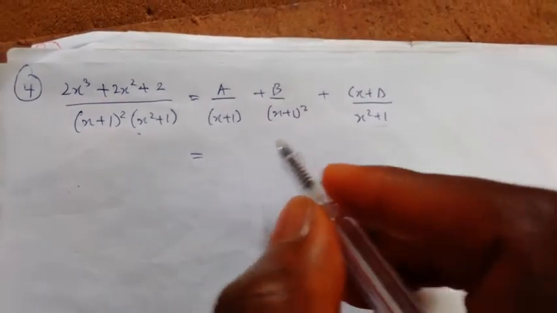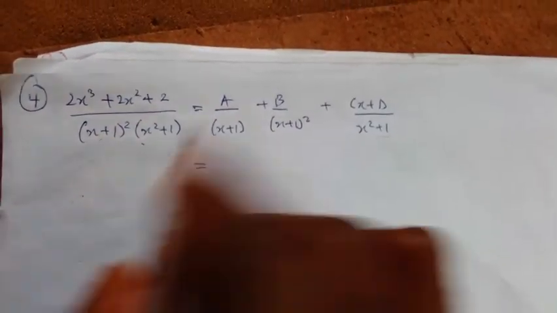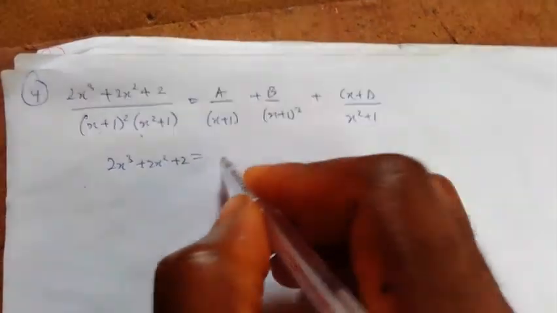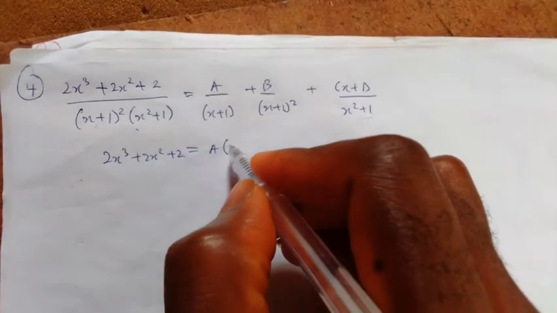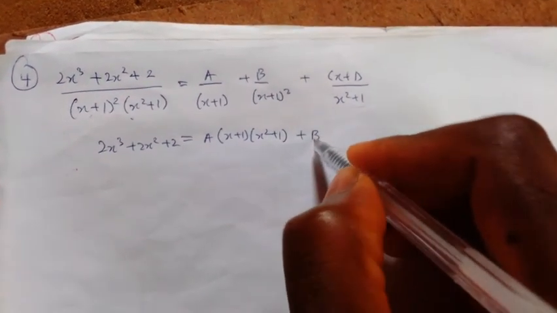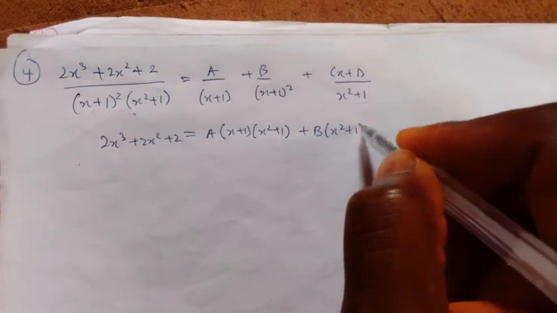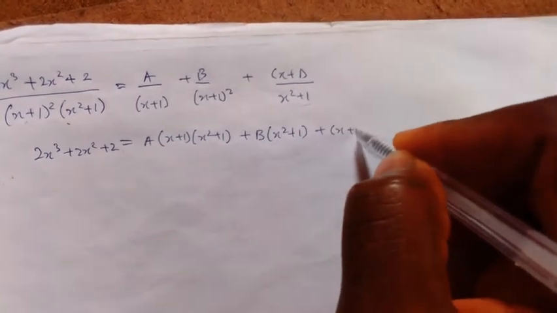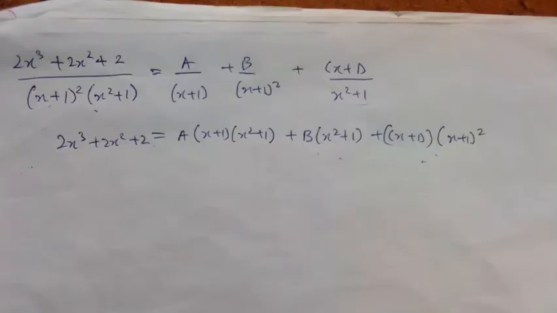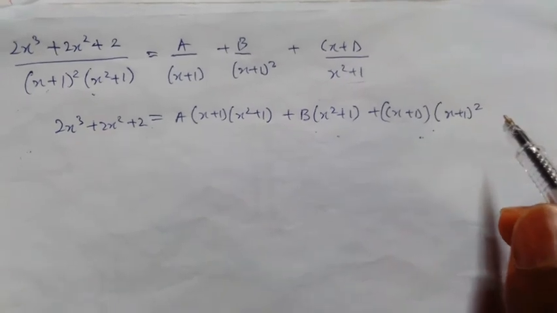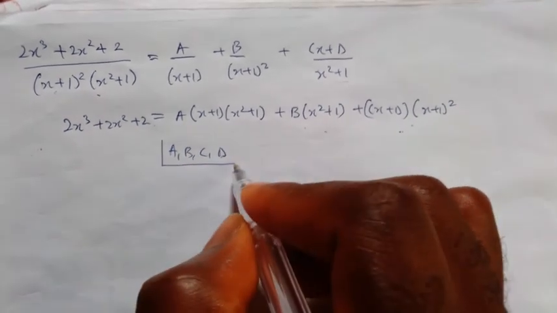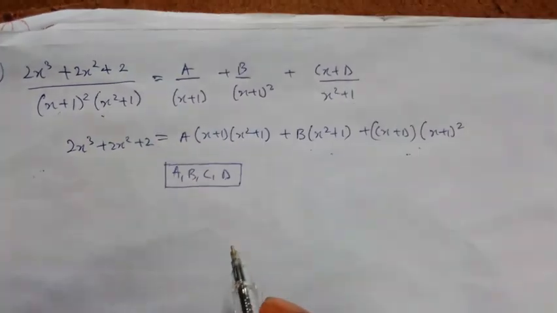Now in this case, what do we have? We'll now multiply also by this, having 2x cubed plus 2x squared plus 2 equals A into x plus 1 times x squared plus 1, plus B into x squared plus 1, plus Cx plus D into x plus 1 all squared. Now using the cover-up method or comparing coefficients, we're going to have the values of A, B, C, and D. Now how to use it, check the video and refer to the solution to it. Okay.